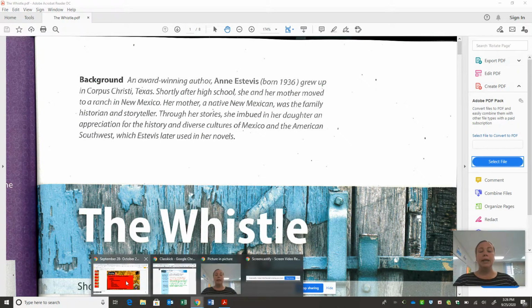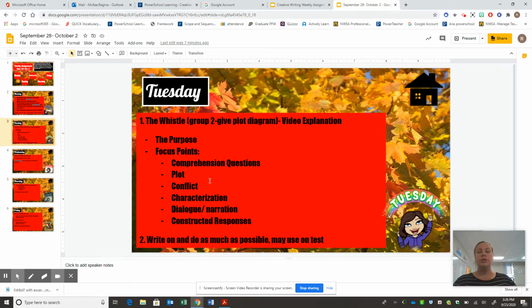So I'm going to flip back here real quick. So the things you want to focus on when you're doing this and preparing yourself and seeing if you truly understand the standards that you're supposed to be understanding is you're going to focus on these points. So comprehension questions, obviously for The Whistle. You want to understand plot, so you want to understand exposition, the beginning, the characters, the setting, when it takes place. You want to understand the conflict, what the conflict is that changes the plot development. And then you would have all your rising actions, so all those events taking place that make the story interesting.